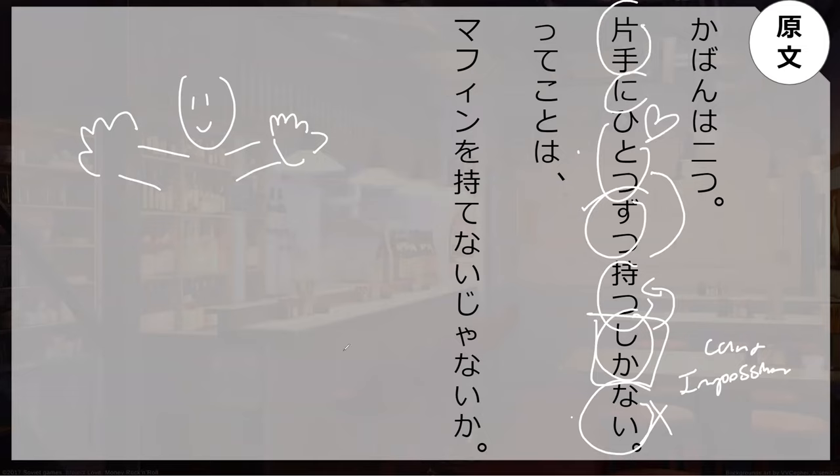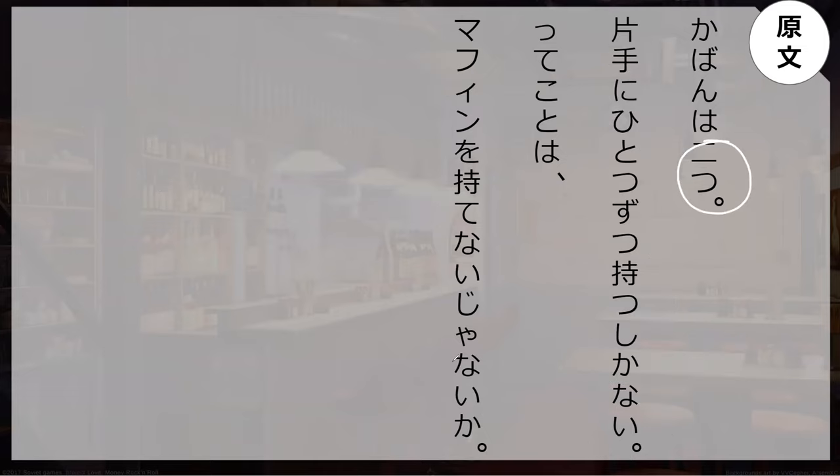How many kabans are there? Futatsu. There are two. There's two bags. Could he hold both bags in one hand? Nai, cannot. Yes, he cannot, exactly. So he's saying, I have to hold each bag in one hand, and I only have two hands, and there's two bags.